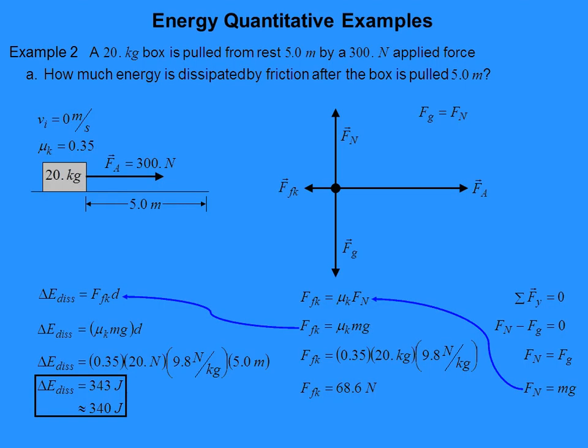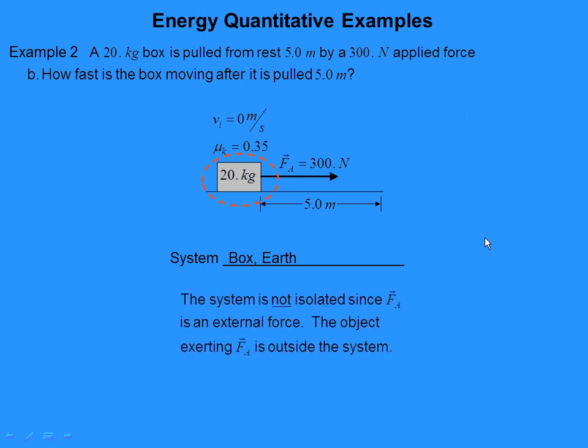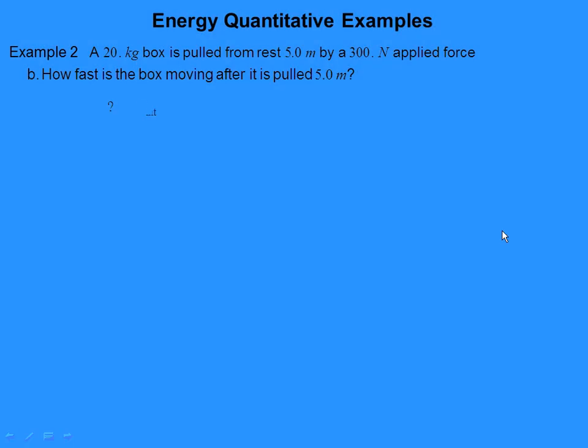So first, let's define our system as the box, the Earth, right? And that's it. So this is not an isolated system. Something is out here applying that force. Something is interacting with the box that's not part of our system. And therefore, we have a non-isolated system, and energy will not be conserved. Instead, there will be energy transferred in or out of the system by means of that external applied force, otherwise known as work.